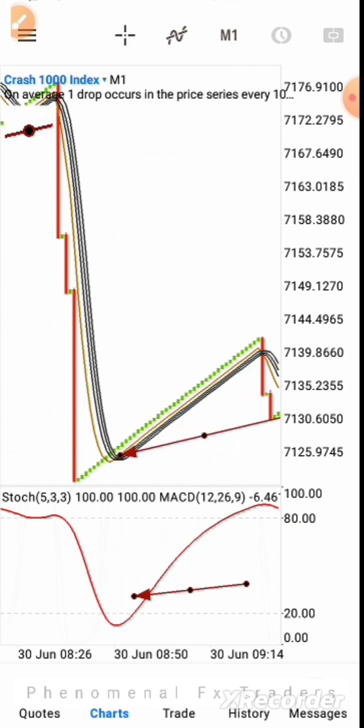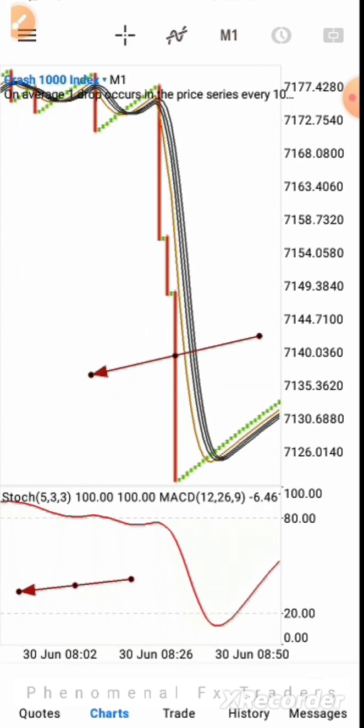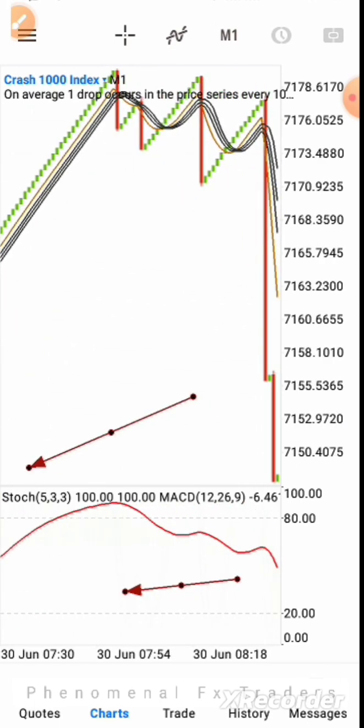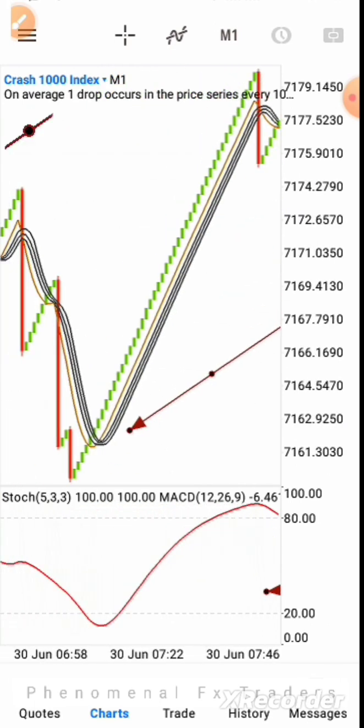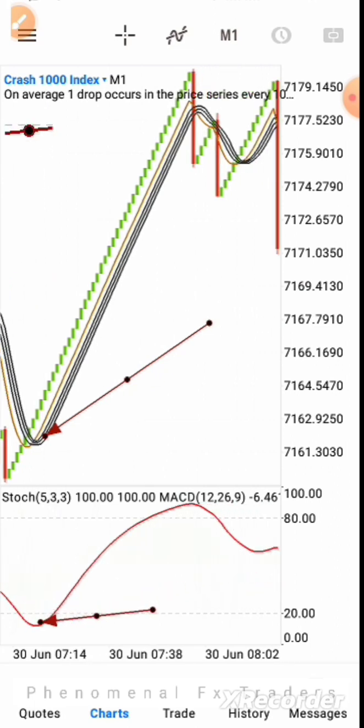So now look at this. Look at the setup here again. Look at another setup right here. A few candlesticks and you're out. 5 to 10. You don't need to be greedy. Look at it here, guys. Look at it here. It's really working.